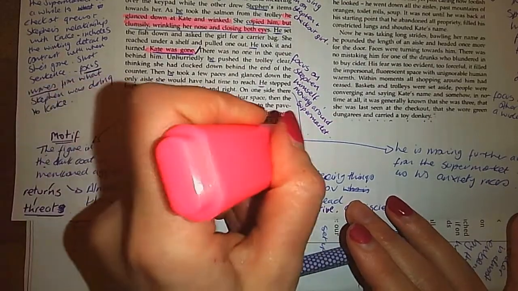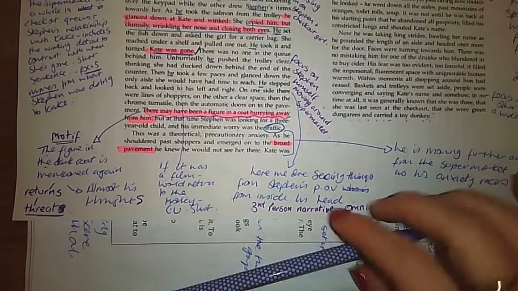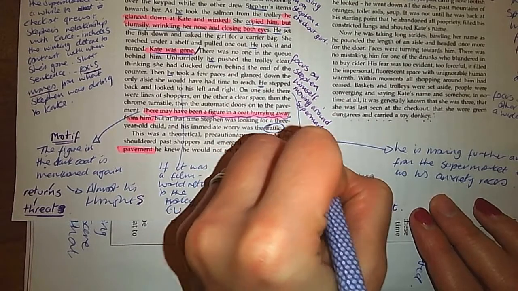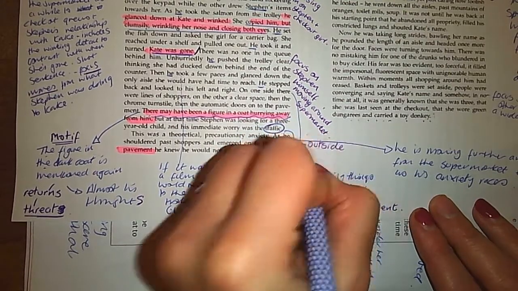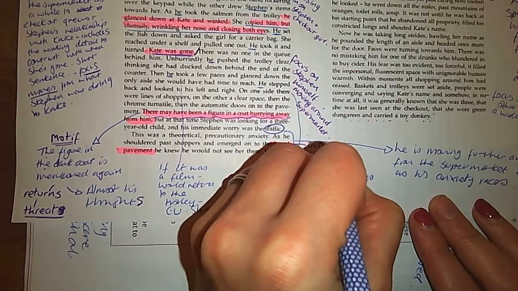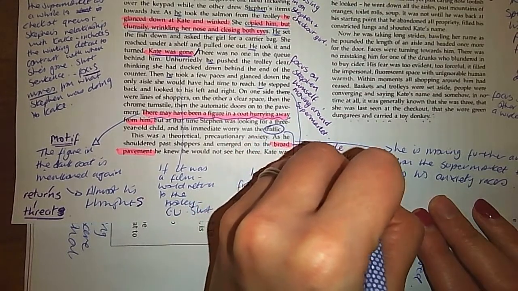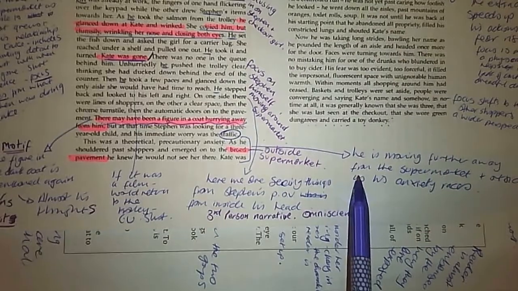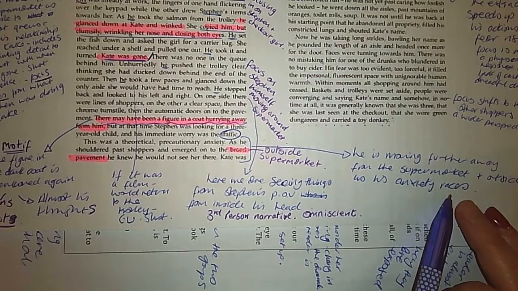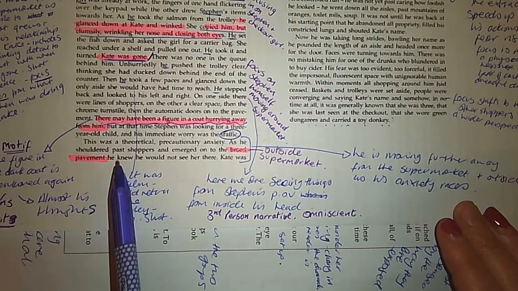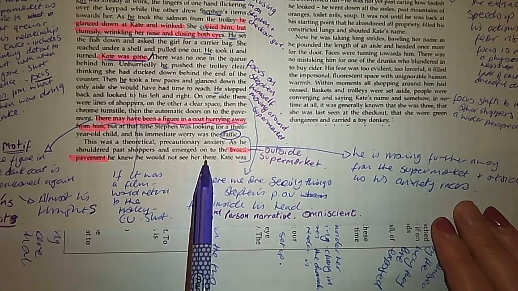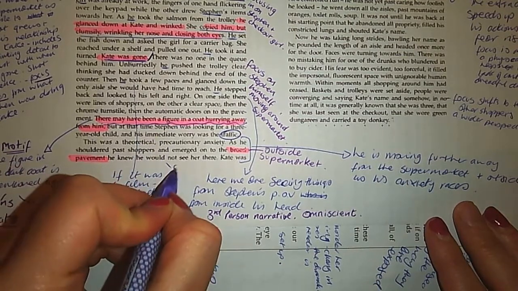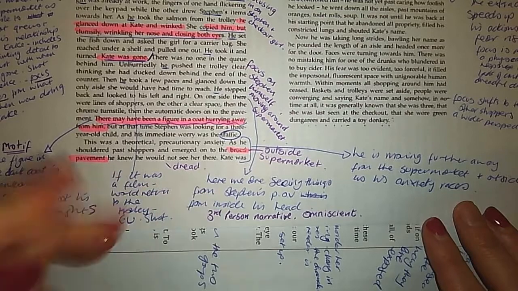So this phrase here, where it's talking about the broad pavement, signals to us that the action is moving outside. We're now outside the supermarket. And as he moves further away from the supermarket, we begin to see that his anxiety increases. He knew he would not see her there. So he's almost already got this sense of dread that he knows he's not going to find her.